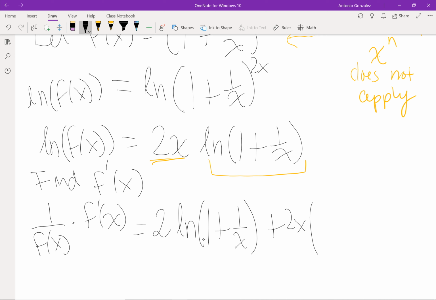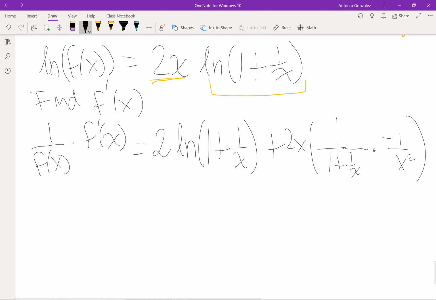Remember, always the 1 over whatever is the argument of the natural log. That's the first part. Chain rule now. Work your way inside and take the derivative of 1 plus 1 over x. And that turns out to be negative 1 over x squared. Okay. There, the power rule does apply.